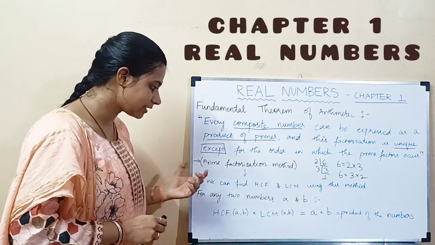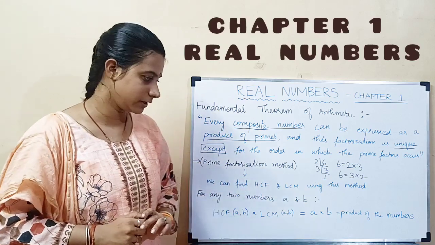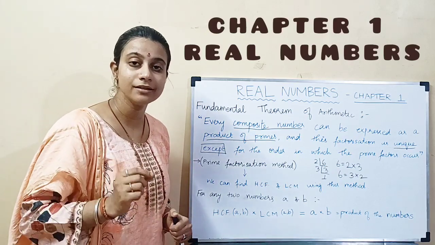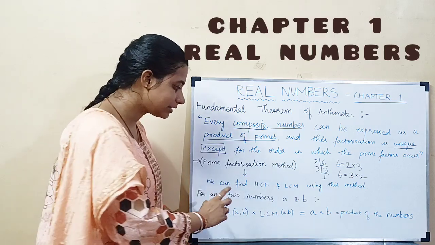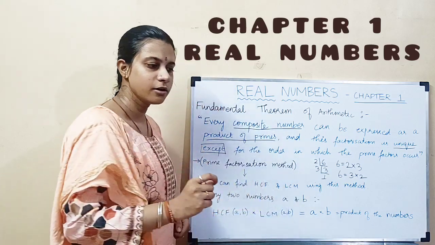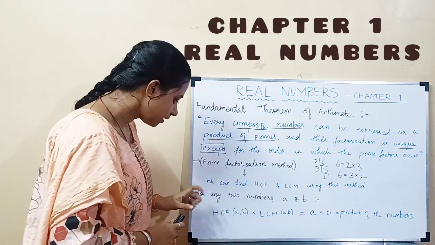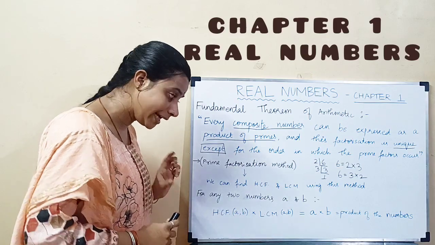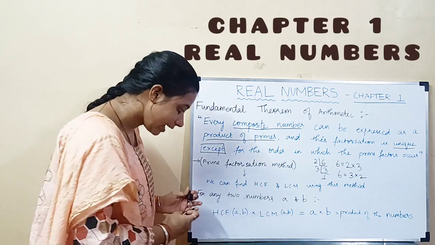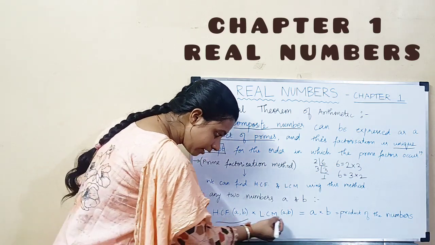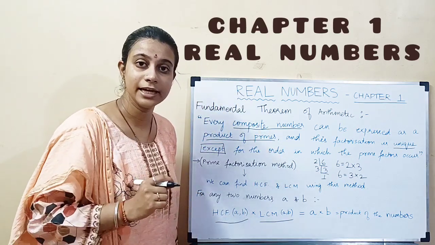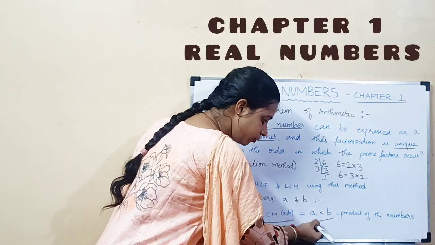This method can also be called the prime factorization method. We generally use this prime factorization method to find HCF and LCM. We'll see elaborately how to find LCM and HCF when we solve the exercise. Now coming to the condition, for any two numbers A and B, this condition is valid. That is, when the HCF of the numbers and the LCM of the numbers are multiplied, the product will be equal to the product of the original numbers.